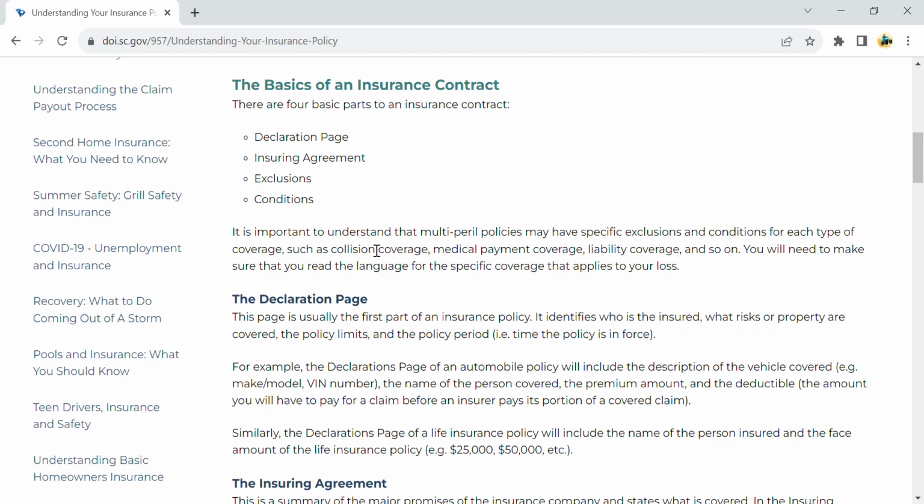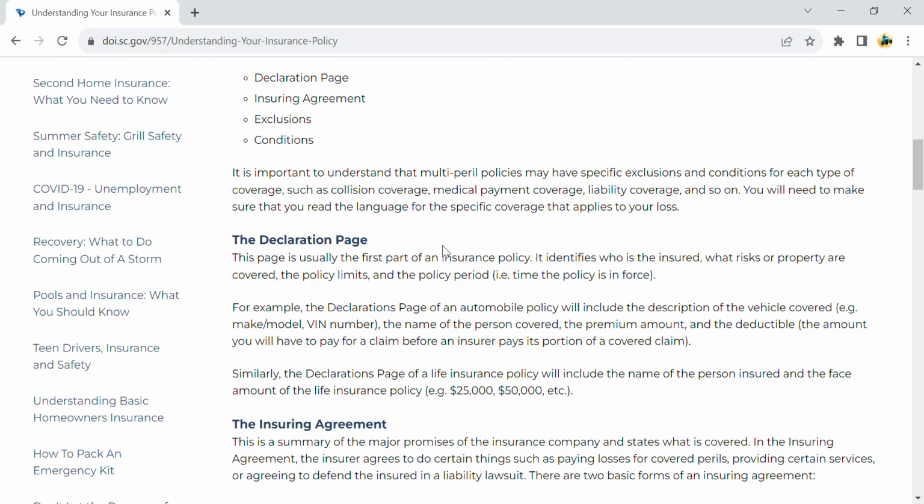It is important to understand that multi-peril policies may have specific exclusions and conditions for each type of coverage, such as collision coverage, medical payment coverage, liability coverage, and so on. You will need to make sure that you read the language for the specific coverage that applies to your loss.